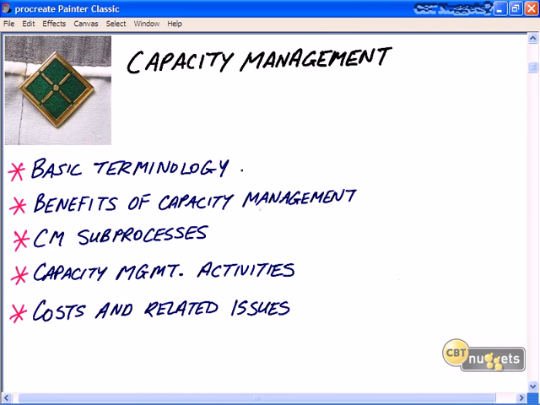In this ITIL nugget, we're going to conquer 5 key topics. First of all, we'll do what we've done before. We'll cover some basic terminology. Then, we'll look at the key benefits of capacity management. We'll explore the capacity management sub-processes. We'll look at capacity management activities. And then finally, we'll finish up looking at costs and related issues as they relate to capacity management.